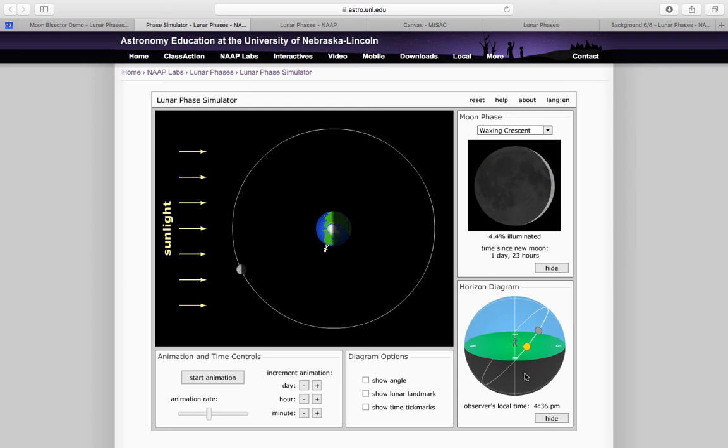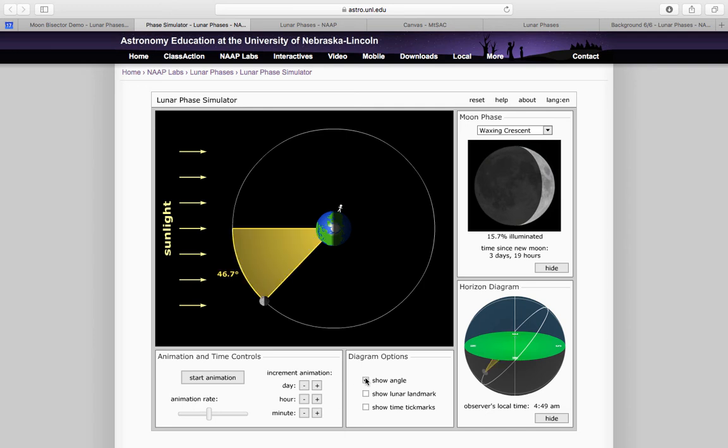The horizon diagram will show me where the sun and where the moon is based on my little person here, which is based on the time. So if I change this little person around here, I change the time, which we can see also changes the location of those things. I can animate this and see how it changes over the course of a day and night, on and on and on. I can change the animation rate. I can increment it by a day, an hour, or even a minute.